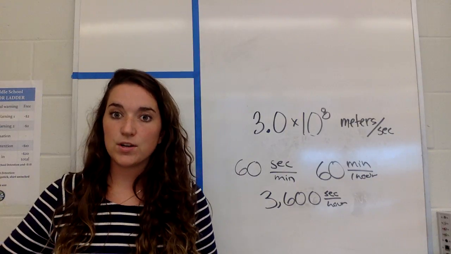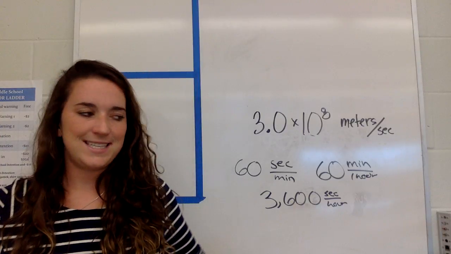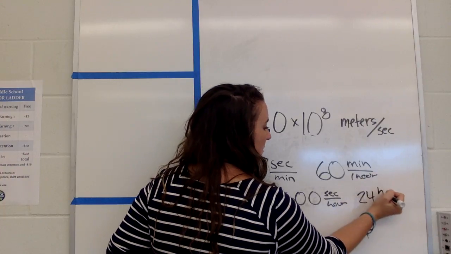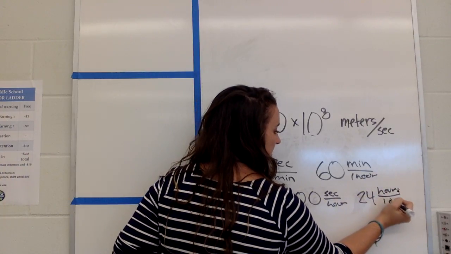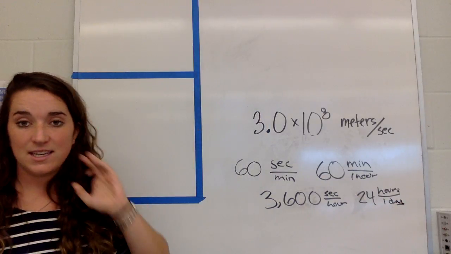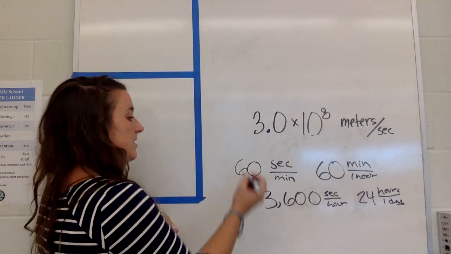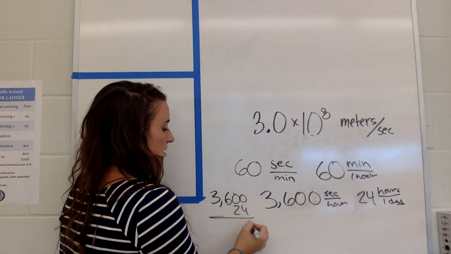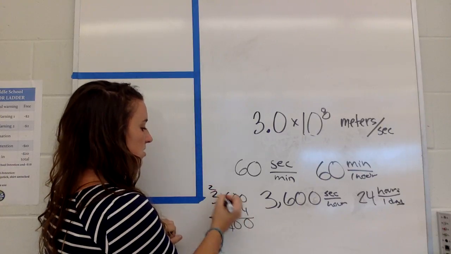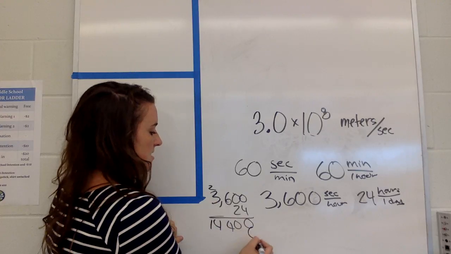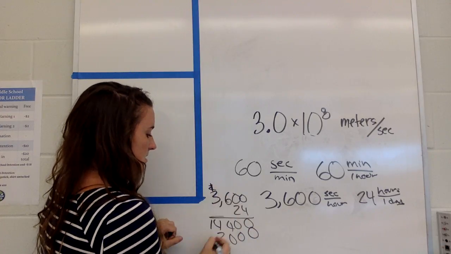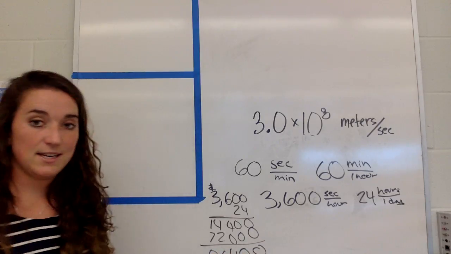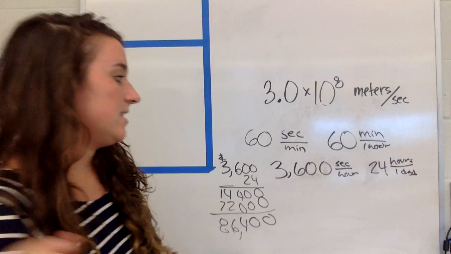Then I need to go a step further. So then how many seconds are in 1 day? I know there are 24 hours in 1 day. So how do I figure out how many seconds? Yeah, I need to multiply 3,600 times 24. So 3,600 times 24. 4 times 6, carry the 2. 4 times 3 is 12, 14. So it's 86,400 seconds in 1 day.